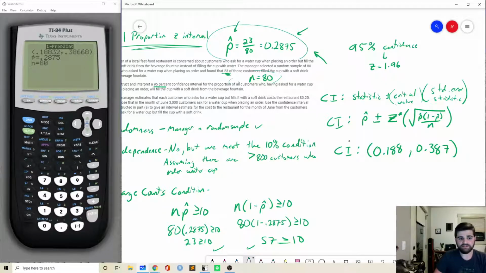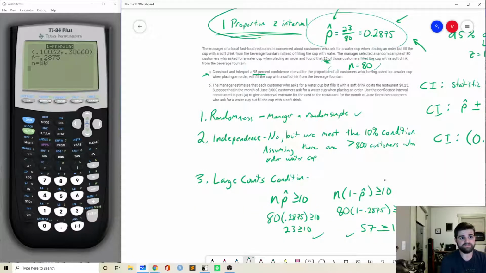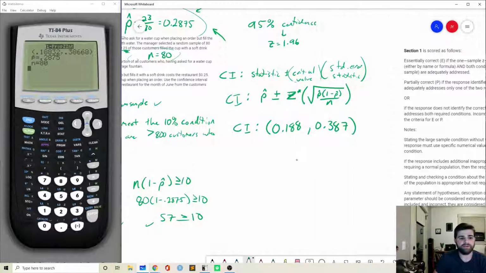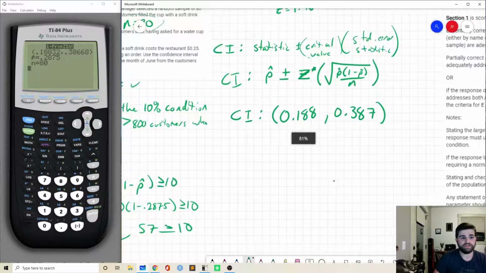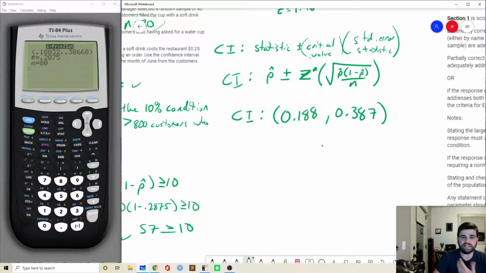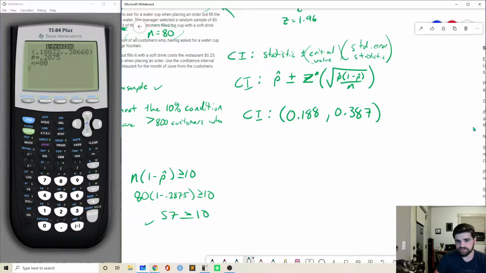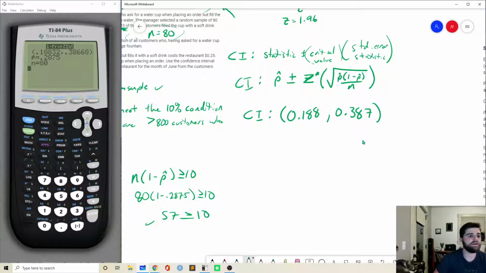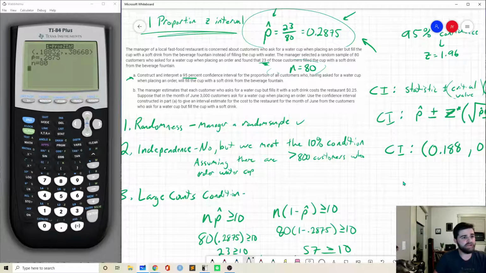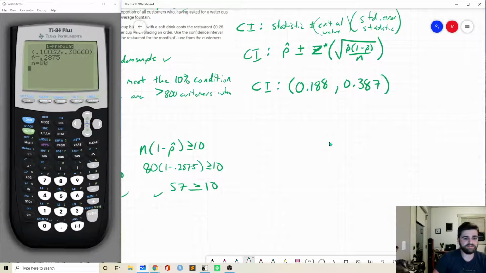You could also name it. If I just wrote down this, 1 proportion z interval, I'd be okay. But you have to prove that you know what you're doing. You can't just produce an answer without any explanation. Okay, and we'll talk about the scoring in just a minute. As you can see over there, we'll get to it. So I've constructed my confidence interval, but I haven't interpreted it. So I'm going to do that next.